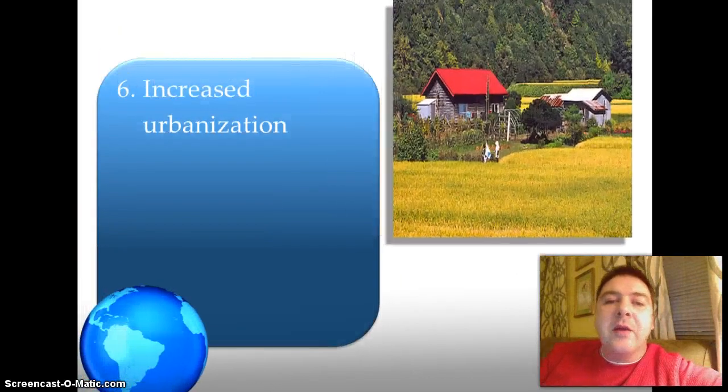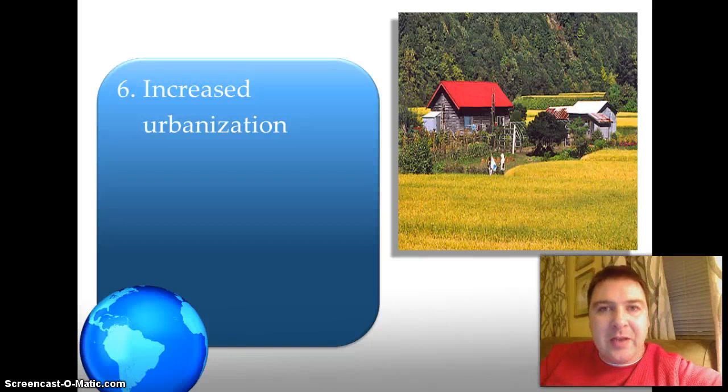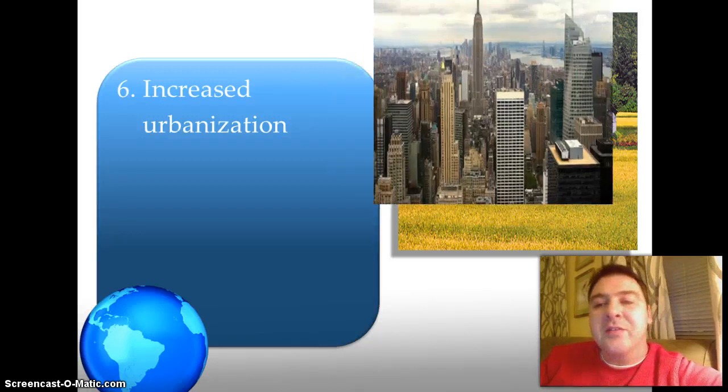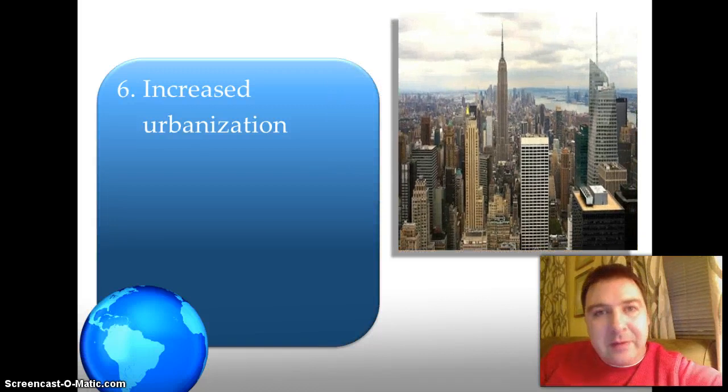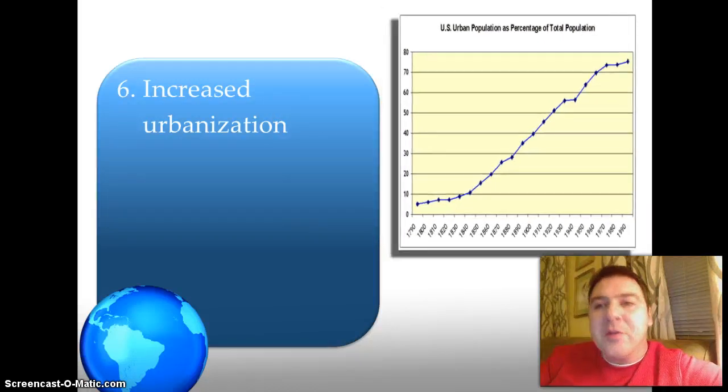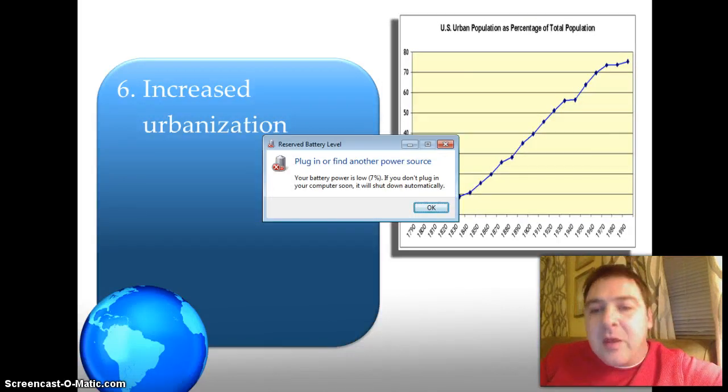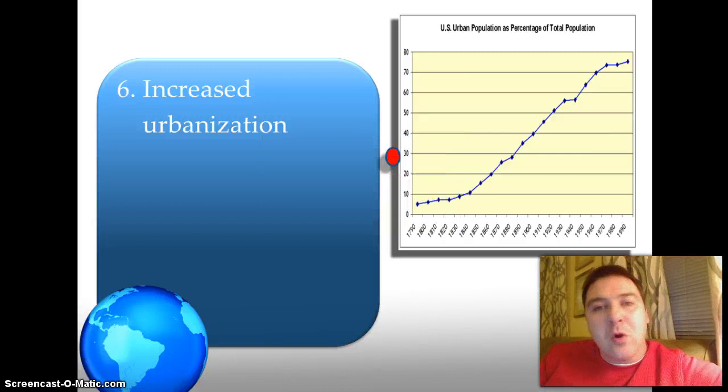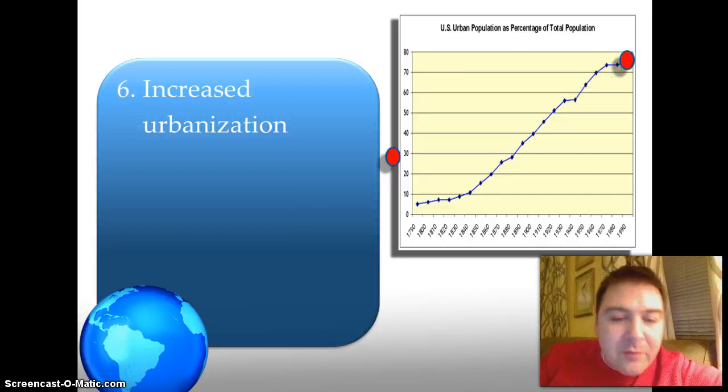Our next one here is we have increased urbanization. The world is much more urban, living in cities. Historically, people typically lived in country, rural areas like this. Today most people live in, if not cities, in suburbs. We see here the U.S. population in the 1700s was relatively rural. And that's going to increase very quickly here to the point where about 80% of Americans now live in cities.